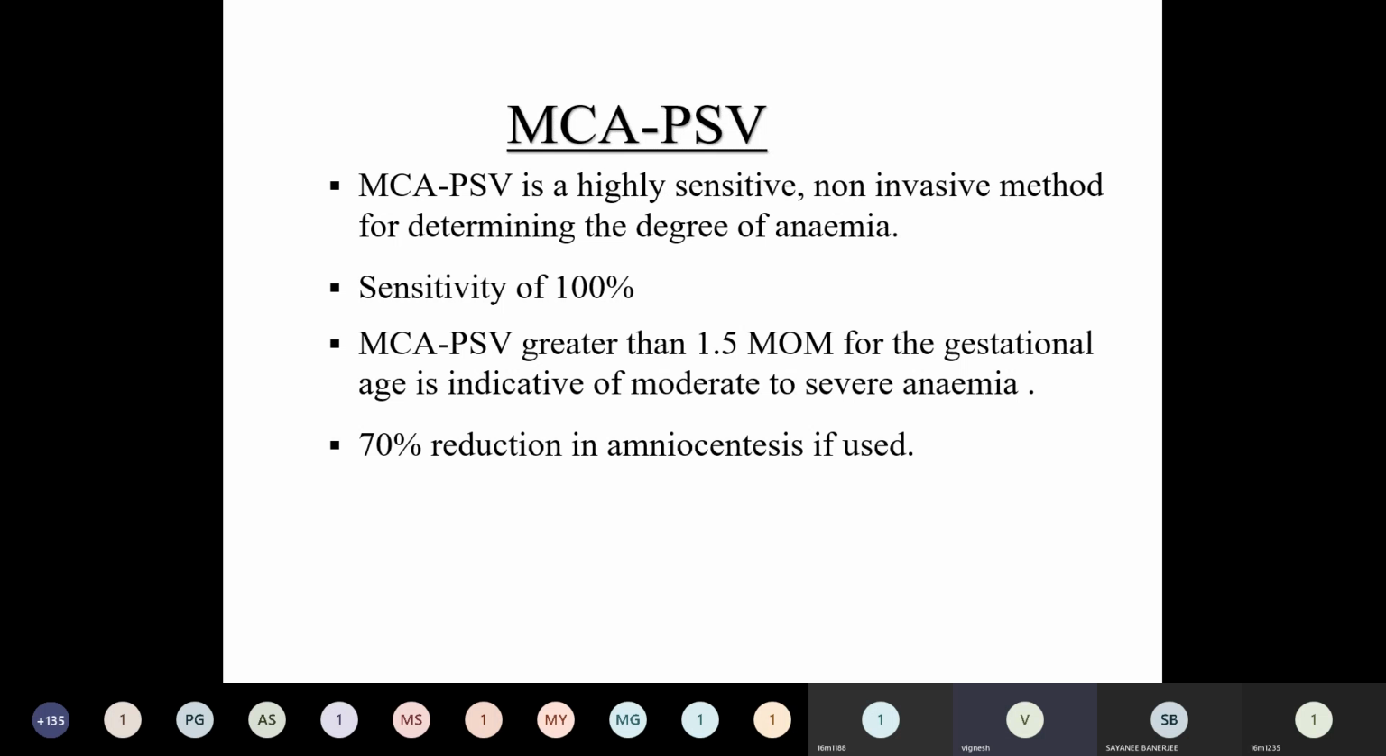MCA-PSV is a highly sensitive test to be done in cases of already immunized women. Depending on the peak systolic velocity, if it is greater than 1.5 MoM, it is indicative of moderate or severe anemia, and this is when you decide when to deliver.